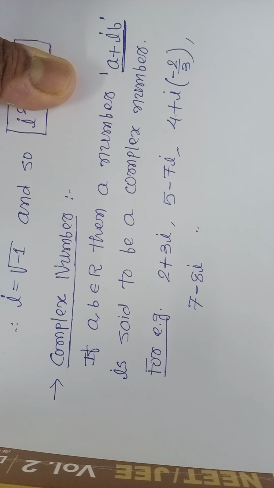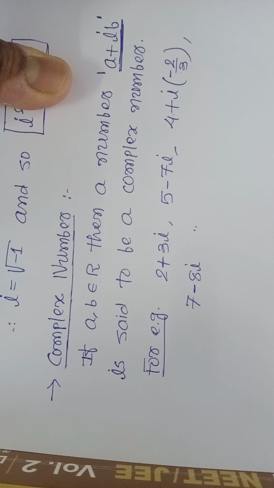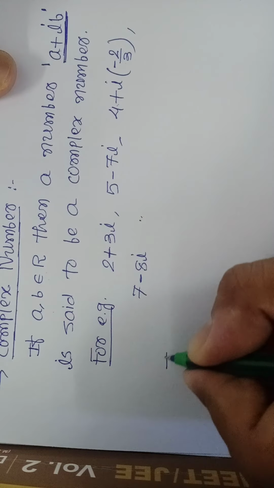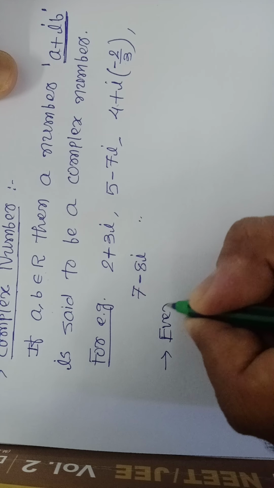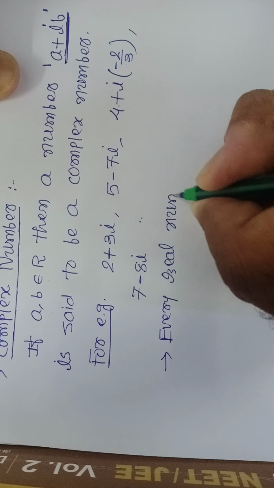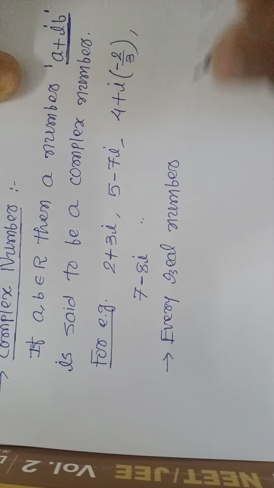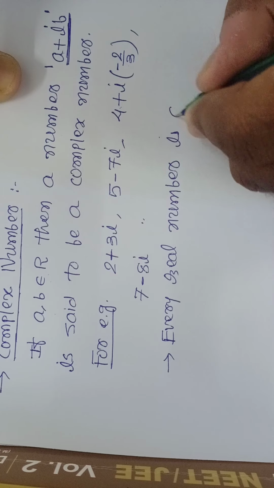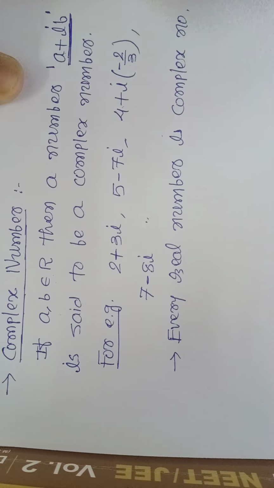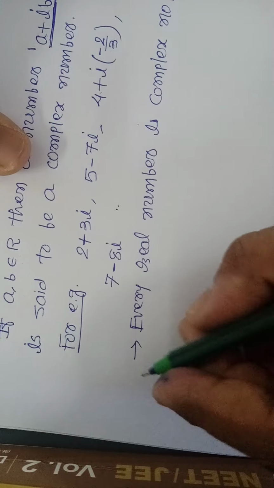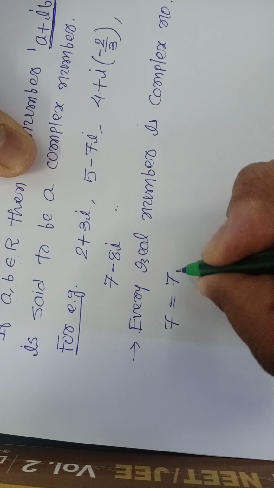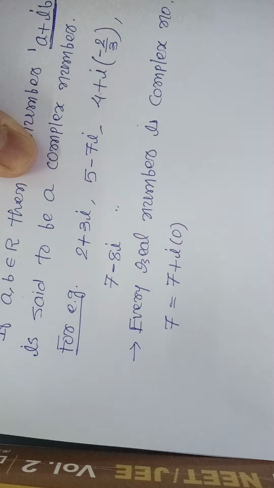Not only that, any natural number is also a complex number. Here is an interesting thing: every real number is also a complex number. Why? Let me give the reason. Let us select any real number. Suppose I write 7. Then how can you write 7? You just write 7 plus i into 0.